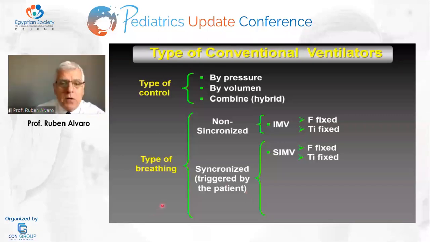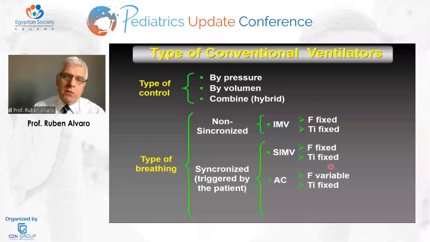So this synchronized, triggered by the patient, can be divided into SIMV, or synchronized IMV, in which the frequency is fixed, set by the operator, and the TI is also fixed, set by the operator. Then we have the assist control, in which the frequency is variable. The frequency is set by the patient, okay? And the machine will support every single breath the baby takes. But again, same as SIMV and IMV, the TI, the inspiratory time, is fixed.